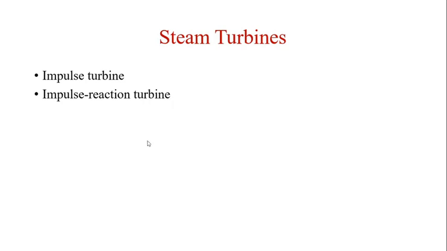Next are the steam turbines. Steam turbines have been used predominantly as a prime mover in all thermal power stations. The steam turbines are mainly divided into two groups. First is the impulse turbine and second is the impulse reaction turbine.